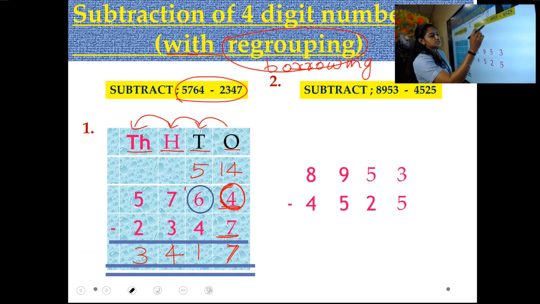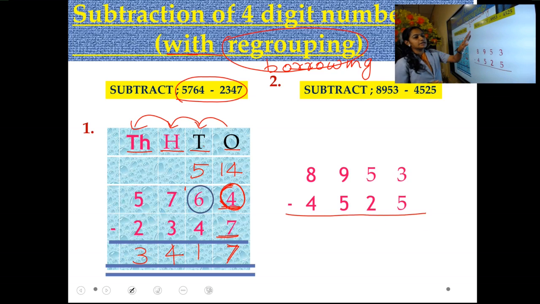The question is 8,953 minus 4,525. Write down the first number. Place-wise you have to arrange it likewise here: 8, 9, 5, 3. Then put a minus sign, because in a subtraction question you have to put the minus sign. Then the second number, here also 4 digits. You just write down 4,525. Then put a line. So here the ones place numbers are 3 and 5.